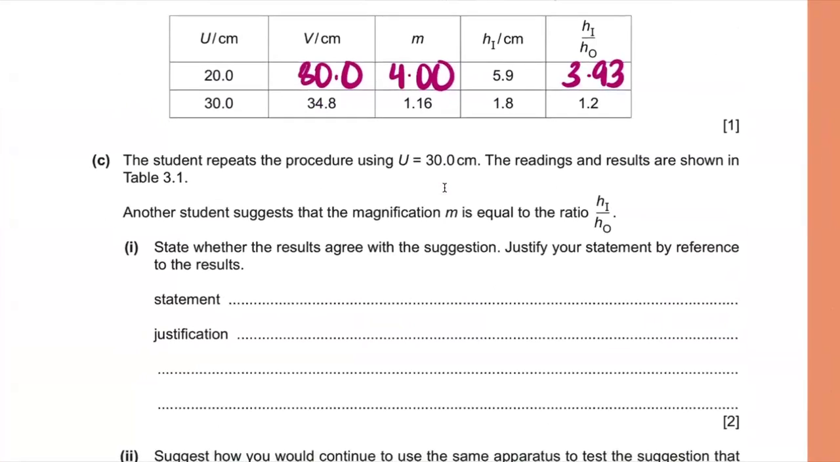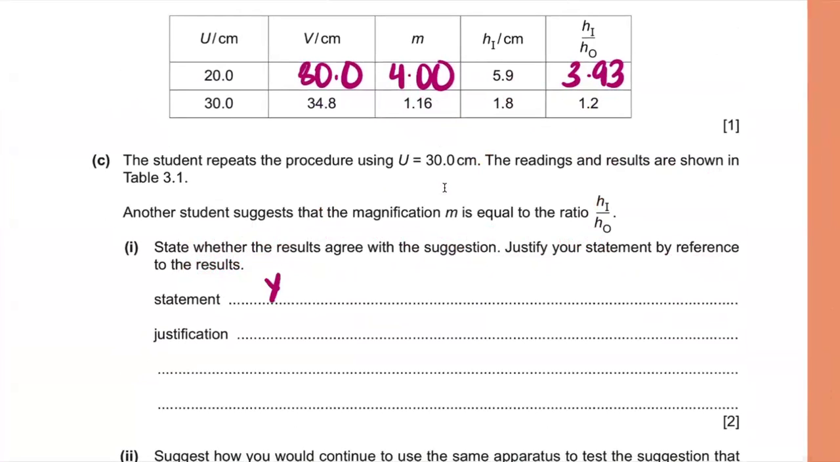So the student repeats the procedure using u equals to 30. Readings and results are shown here. And another student suggests that the magnification is equal to hi over h naught. You know by theory this is supposed to be true. State whether the results agree with the suggestion. Justify your statement by reference to the results.